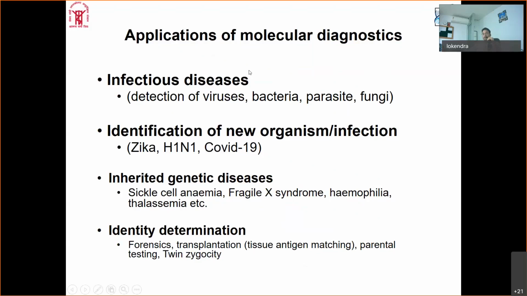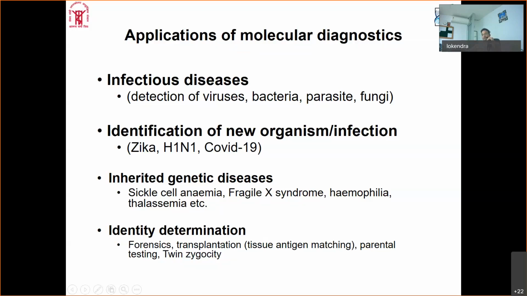So in general, molecular diagnostics are used for detecting infectious disease agents such as viruses, bacteria, parasites, or fungi. It can also be used to detect novel infections, for example H1N1, COVID, Zika, and so on. It has a greater implication in terms of identifying various genetic disorders and syndromes like sickle cell anemia and Fragile X syndrome. These are either single nucleotide mutations, or translocations, or differences in their chromosomal banding pattern. These methods can also be used for identity determination.